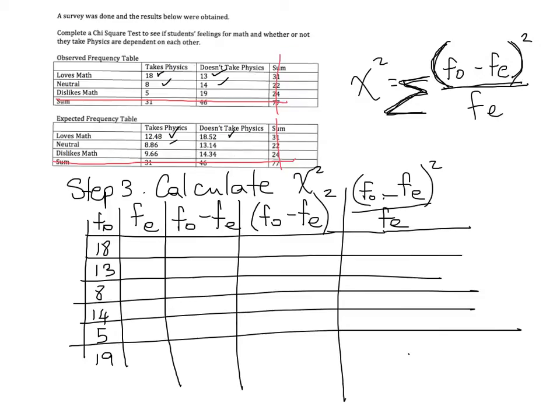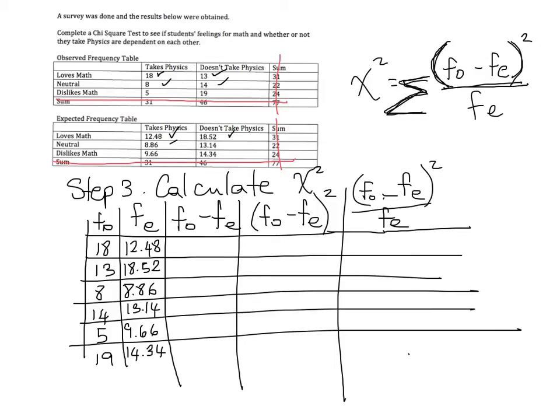Now we do the matching FE values: 12.48, 18.52, 8.86, 13.14, 9.66, and finally 14.34. Okay, now that we have that done, we just have to follow what the headings on our table tell us to do.